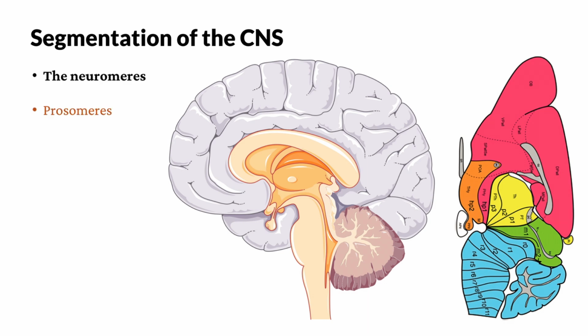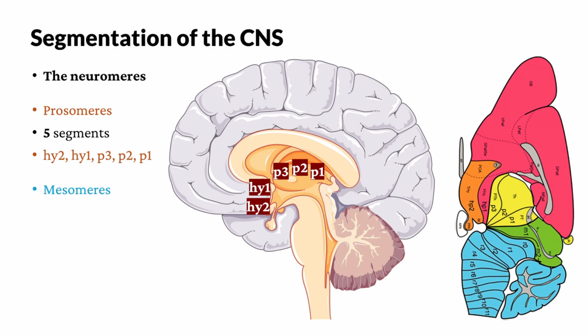In the prosencephalon, the forebrain, we have the prosomeres. There are 5 prosomeres. They are HY2, HY1, P3, P2, and P1. HY is abbreviation for hypothalamus, and P stands for prosomeres. In the mesencephalon, we have the mesomeres. There are only 2 mesomeres. They are M1 and M2.